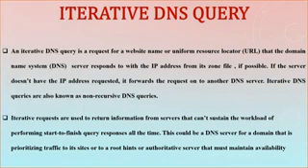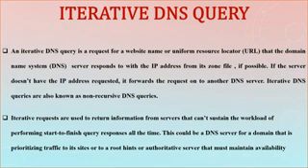Okay, I'm going to present about the meaning of iterative DNS query. An iterative DNS query is a request of a website name or uniform resource locator, known as URL, that the domain name system DNS server responds to with the IP address from its zone file if possible. If the server doesn't have the requested IP address, it forwards the request onto another DNS server. Iterative DNS queries are also known as non-recursive DNS queries.